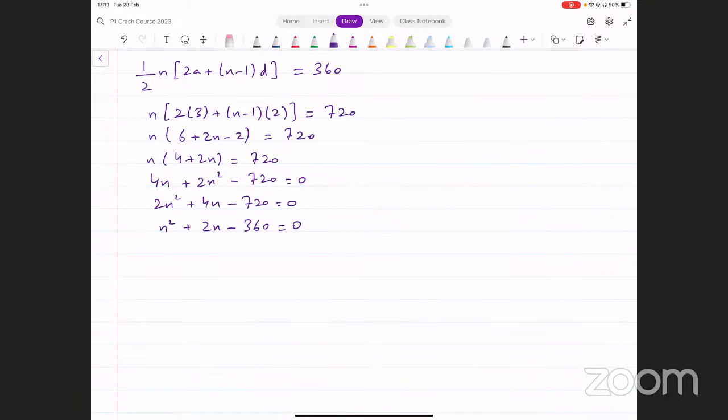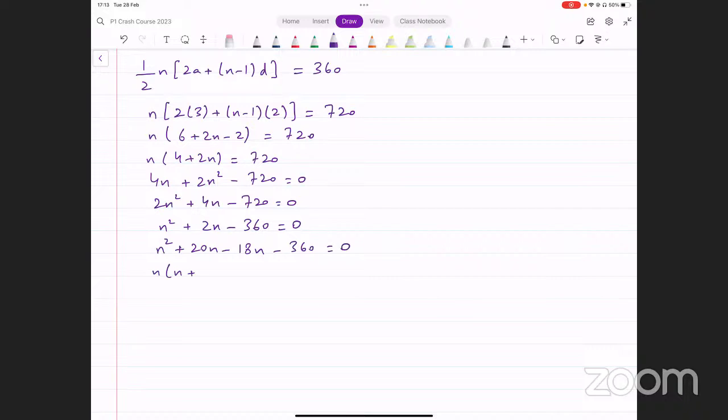Let's think about this. Two factors of 360, 20 and 18. 20 into 20 is 400. 20 into 18 might work. So we could use 20 and 18. n square plus 20n minus 18n minus 360 equals 0.